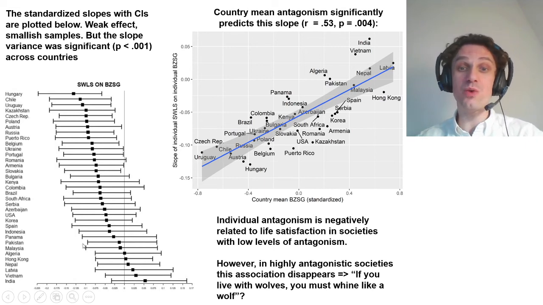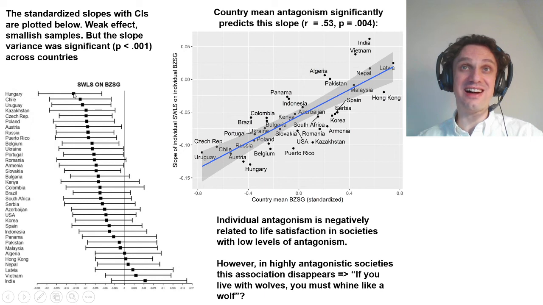So it's a fairly weak association. However, its variance across countries is statistically significant, suggesting that these differences between different countries are probably not by chance. And in this study, we tried to predict this slope by this social antagonism at the country level.